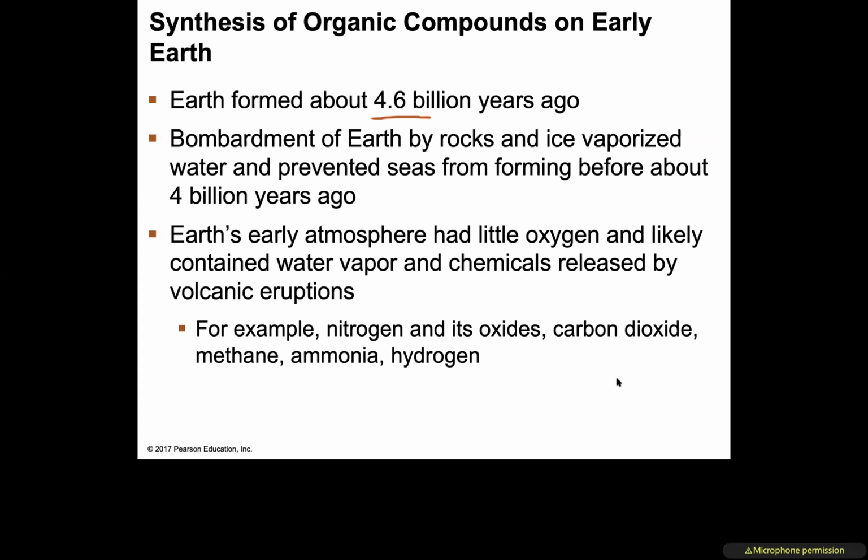Those chemicals include carbon dioxide, CO2, lots of CO2. The water vapor is H2O. You're going to have hydrogen gas, ammonia, NH3, and methane, CH4. The atmosphere on early Earth was very, very toxic. It was nothing conducive to the life that we need.